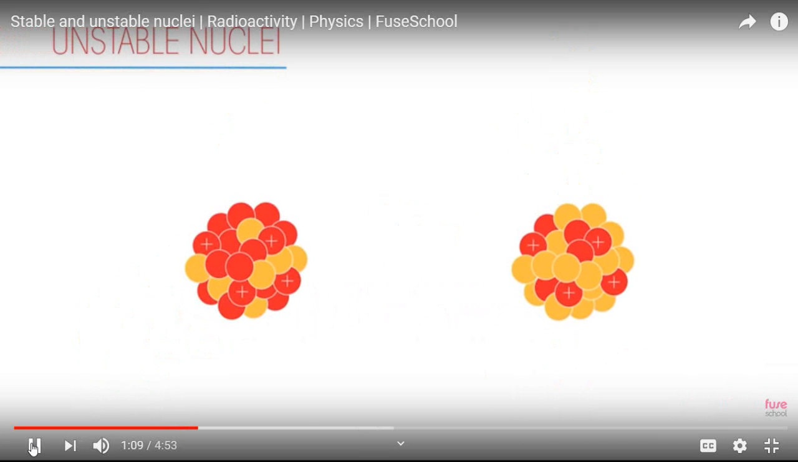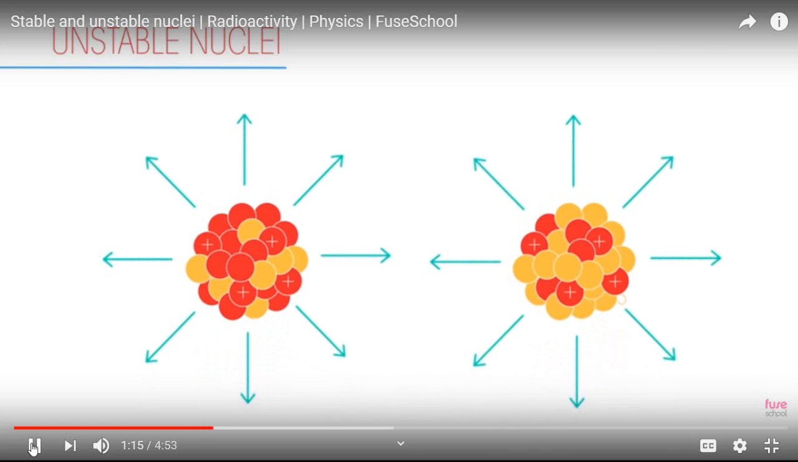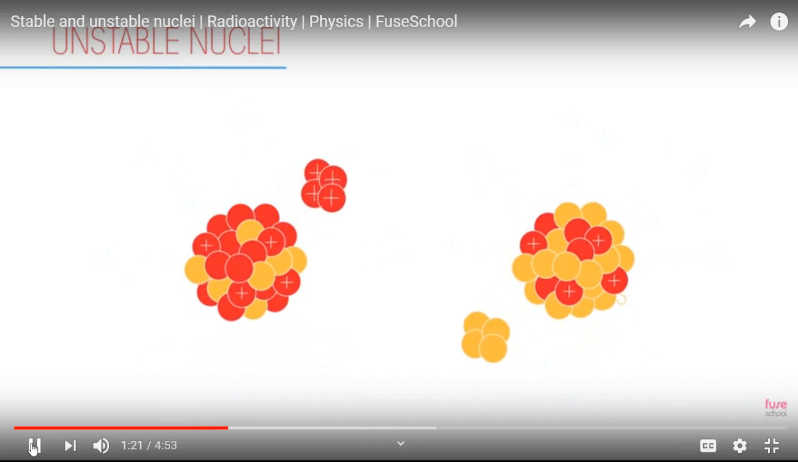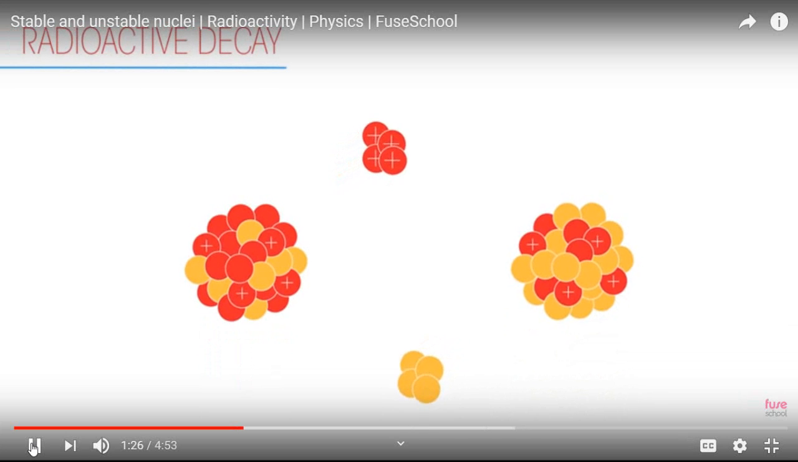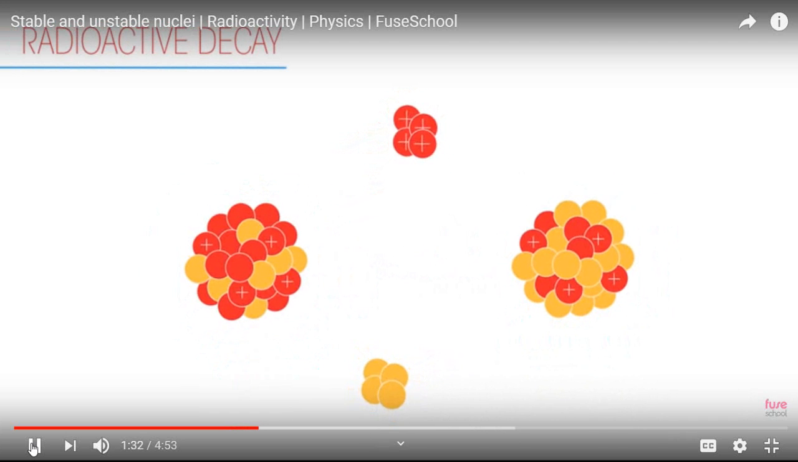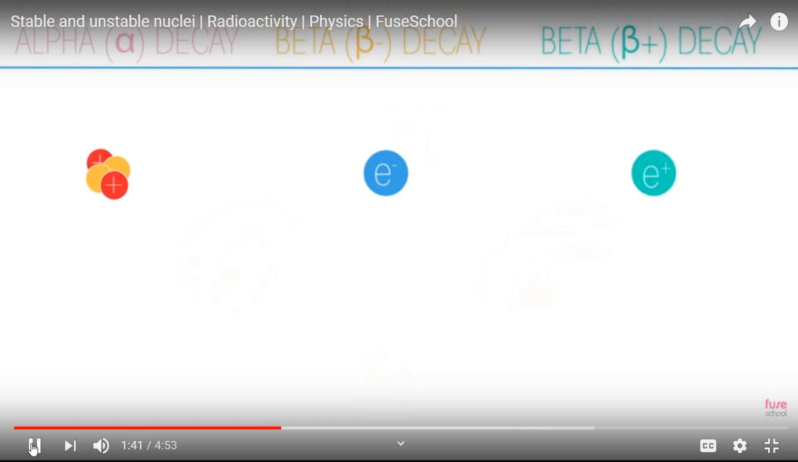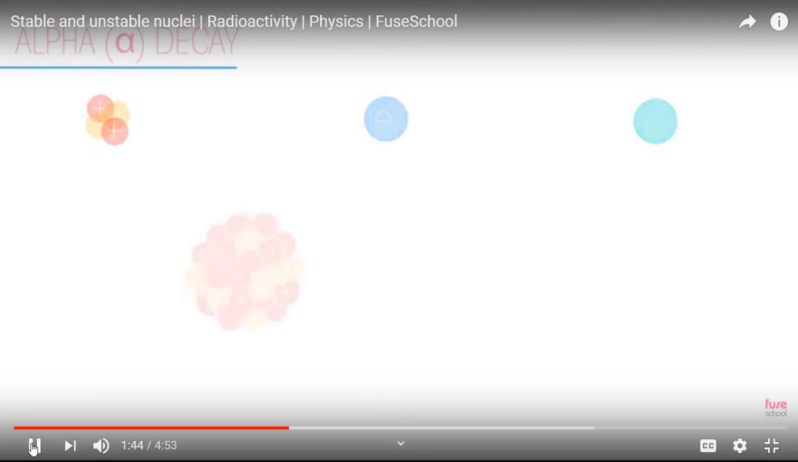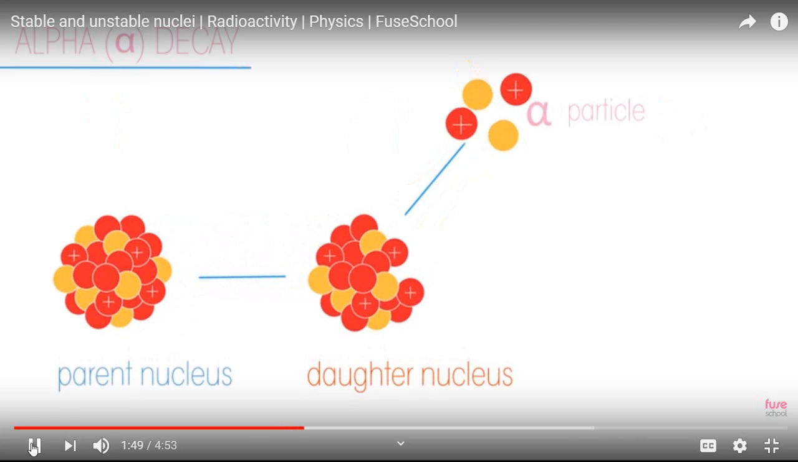Unstable nuclei either have too many protons or too many neutrons, upsetting the strong nuclear forces. Unstable nuclei try to balance themselves by giving off the excess proton or neutron. This is radioactive decay. Unstable nuclei are radioactive and emit radiation. There are three types of decay: alpha decay, beta decay minus, or beta decay plus. Alpha decay is the loss of an alpha particle. An alpha particle is made of two neutrons and two protons.